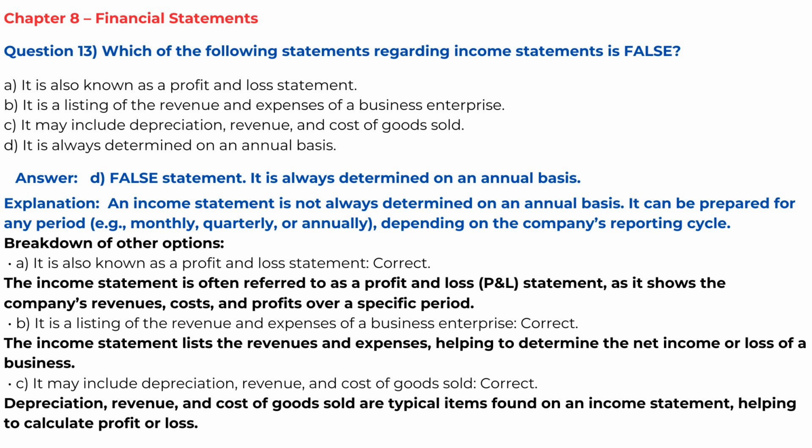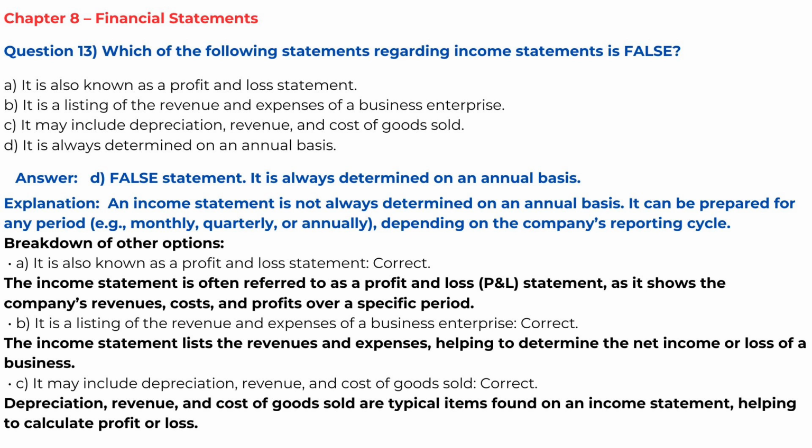Breakdown of other options. A. It is also known as a profit and loss statement. Correct. The income statement is often referred to as a profit and loss, P&L, statement, as it shows the company's revenues, costs, and profits over a specific period. B. It is a listing of the revenue and expenses of a business enterprise. Correct. The income statement lists the revenues and expenses, helping to determine the net income or loss of a business.